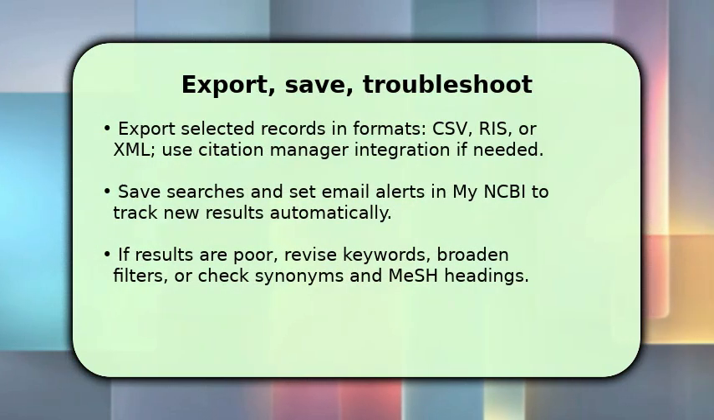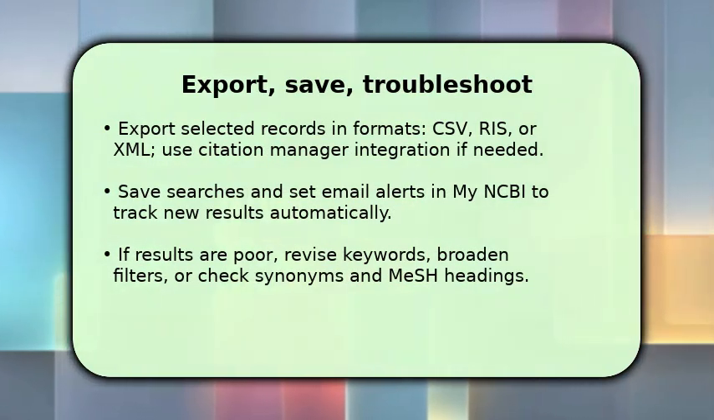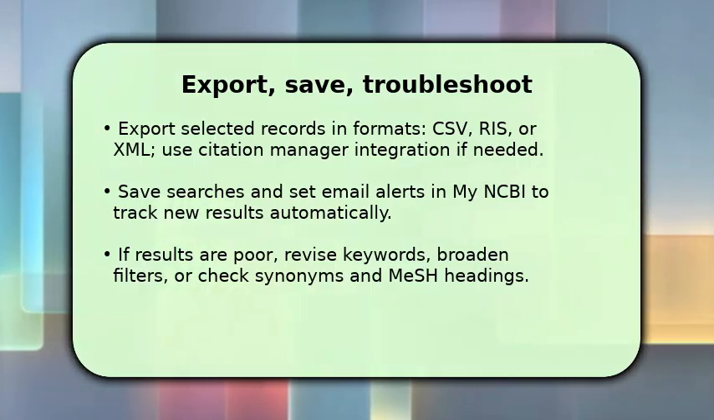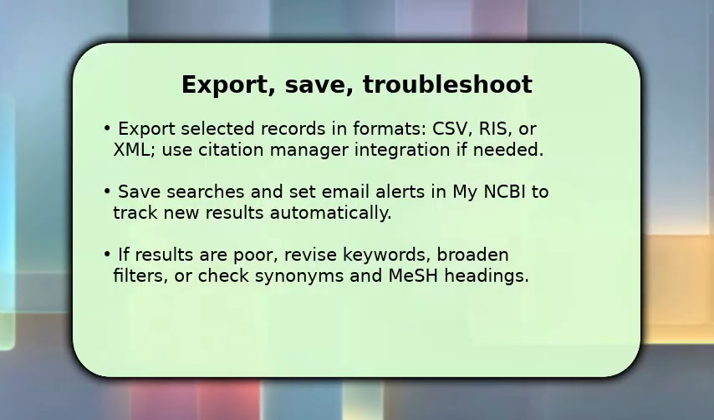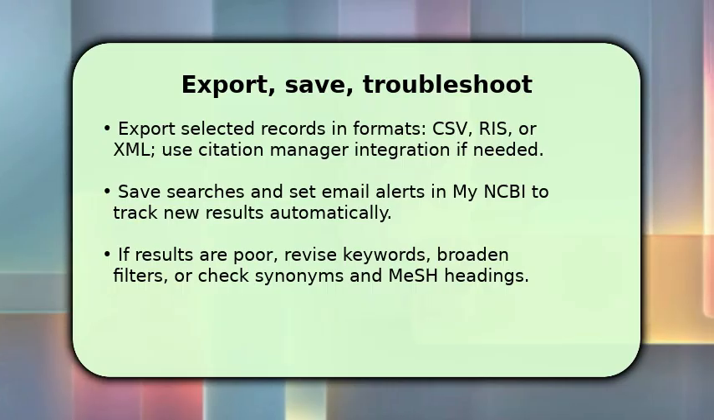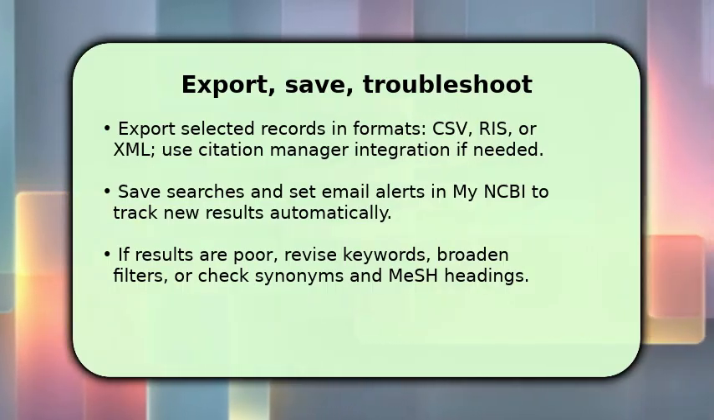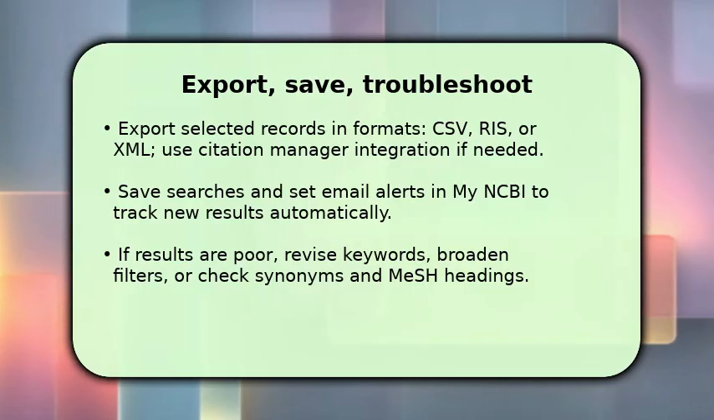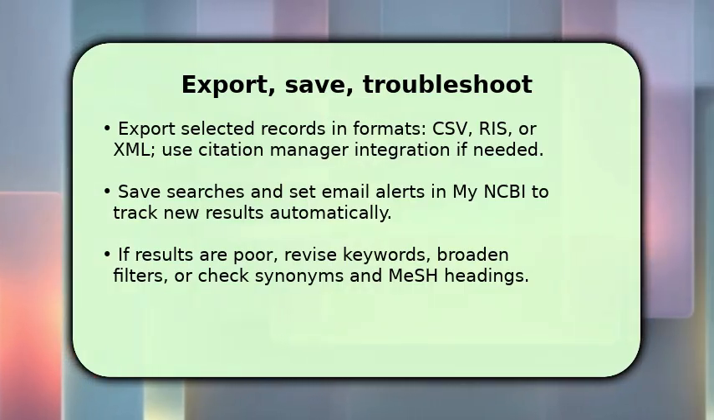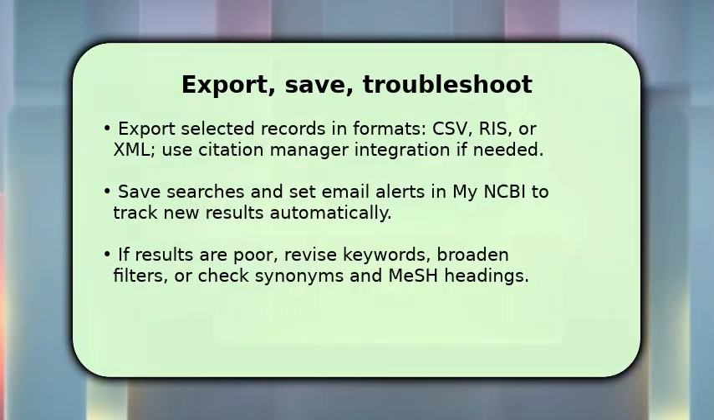You finish by exporting chosen records in your preferred format, CSV for spreadsheets, RIS for reference managers, or by saving citations to My NCBI. Once done, set up an alert so future matches are emailed to you. If you get few or noisy results, troubleshoot by broadening filters, adding synonyms, or switching to MeSH terms. Sometimes removing restrictive date or article type filters helps. Finally, repeat the refined query and confirm the export or alert settings before closing the session.